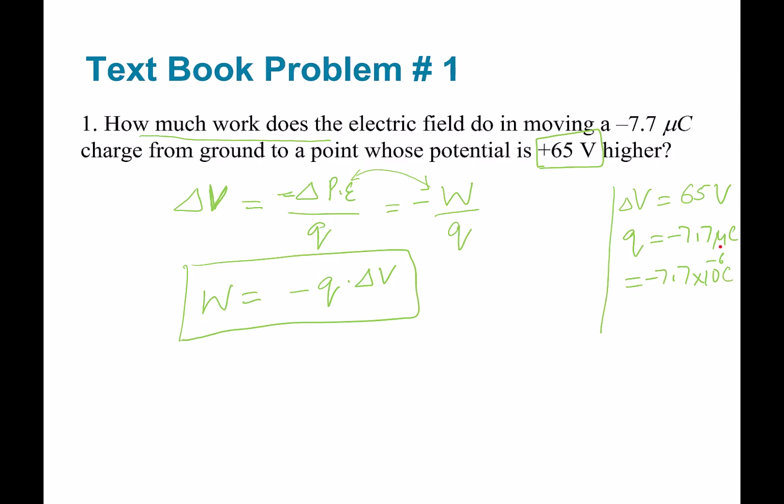And then we go ahead and substitute the values. So this will be minus times minus 7.7 times 10 raised to minus 6 coulombs, and the voltage, which is the potential difference, is 65 volts. Go ahead and put these numbers in your calculator and find out what the work done is. So we end up getting the work done as 5.0 times 10 raised to minus 4 joules.